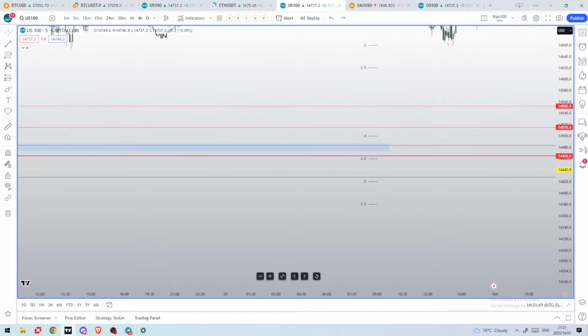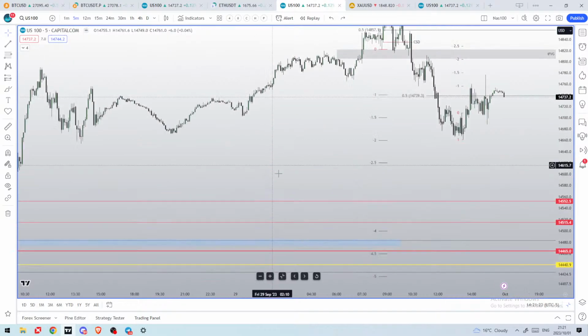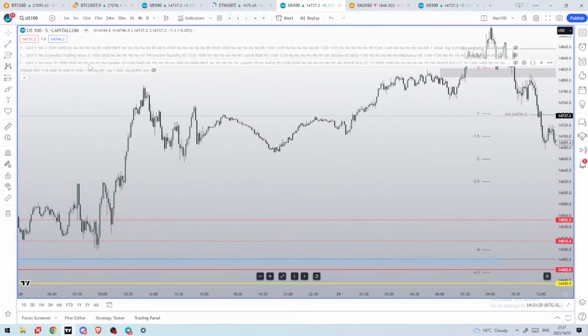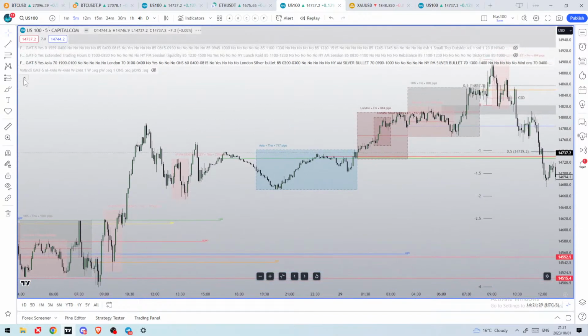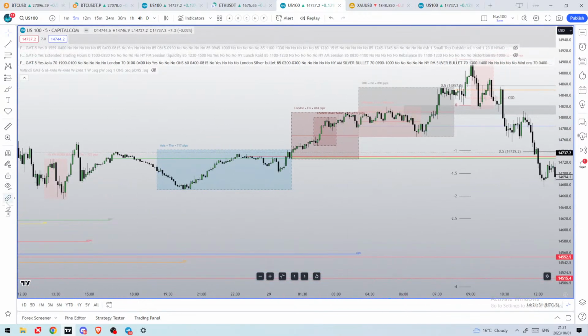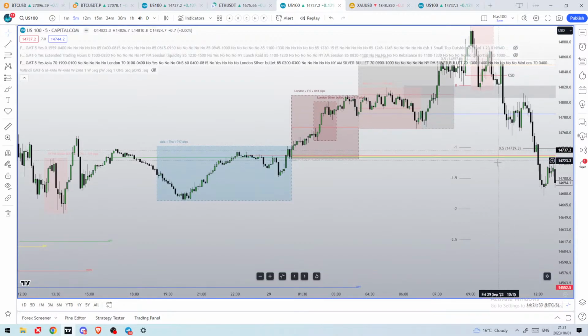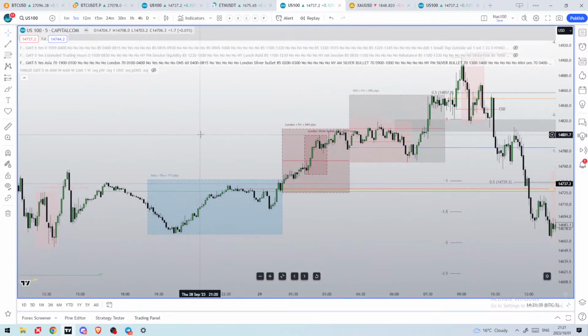How do you know if a range price, say London range, is efficient or not? Okay, that's another good question. Let's have a look. Ranges. Here's your Asian range. Here's your London range, and then there's New York here.